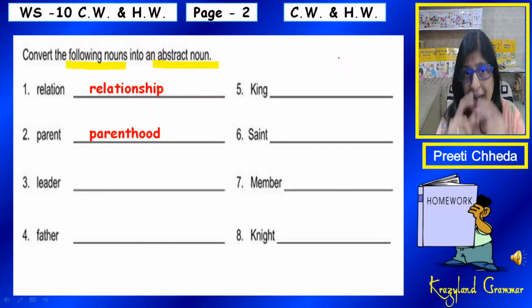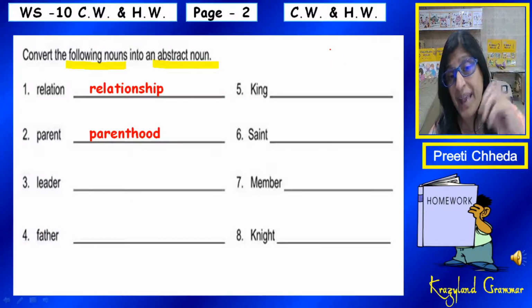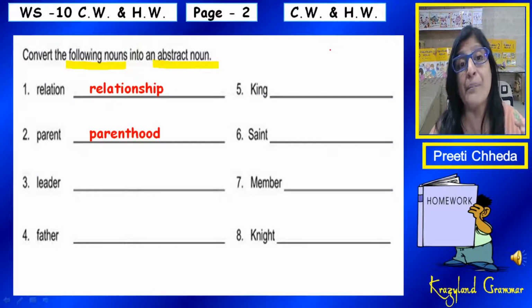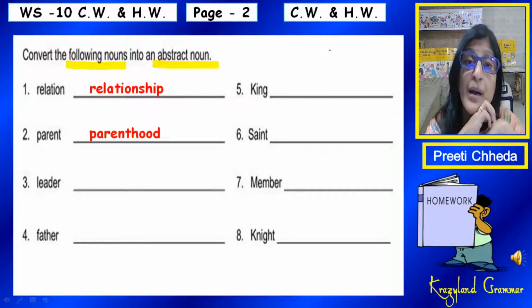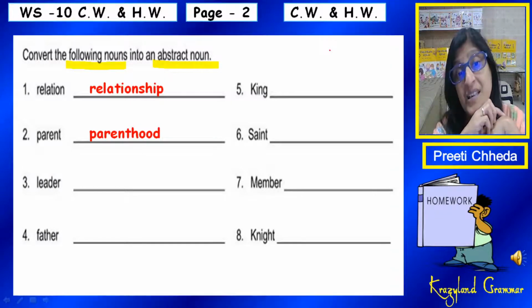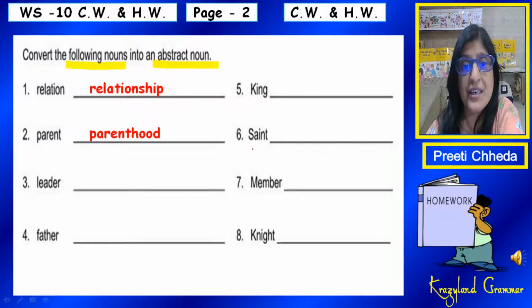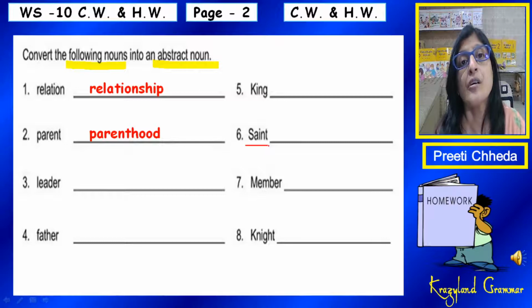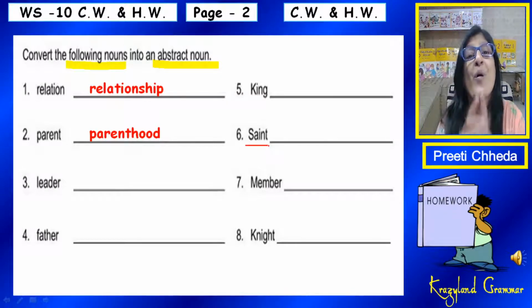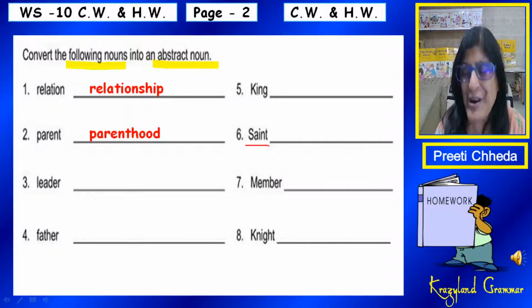Clear? Keep that point in your mind, because some of the students might have this query: ma'am, like child has childhood, parent has parenthood, knight has knighthood, saint has sainthood. Here this saint means a holy person, a sage, that is called saint. So please don't say oldhood, say old age. So 3, 4, 5, 6, 7 and 8 is your homework.